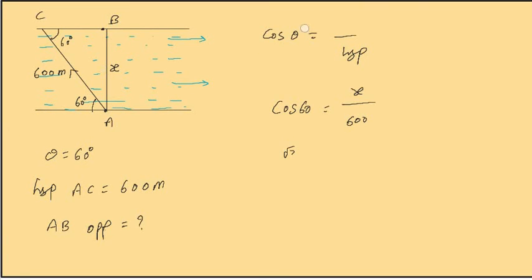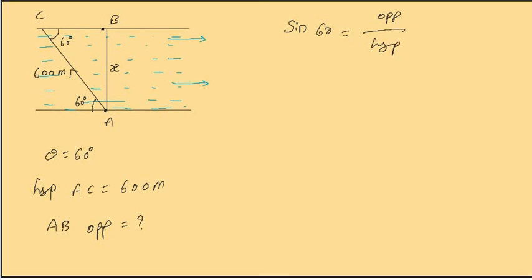So which one should you use? Sine. One time it may go wrong, the other time it won't. Sin 60 — this data has to be given very clearly. Sin 60 is equal to opposite by hypotenuse. Sin 60 is root 3 by 2, equal to opposite x by hypotenuse 600. Cross multiply: 2x is equal to 600 root 3.